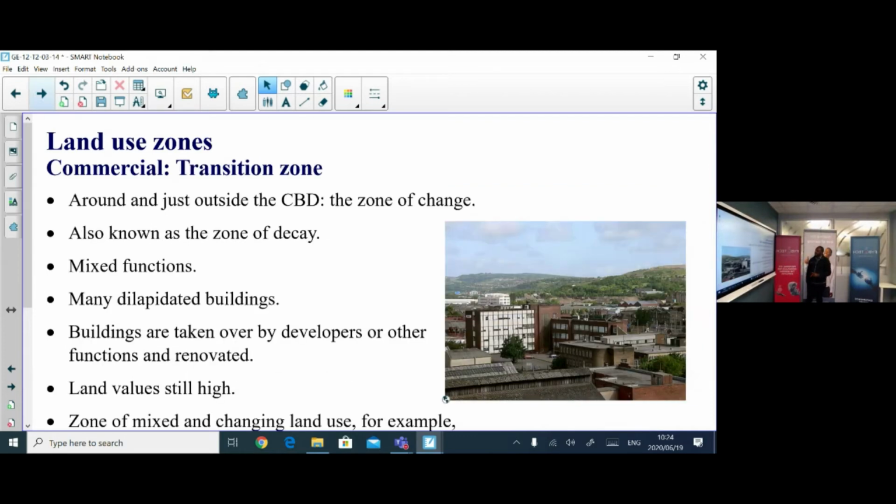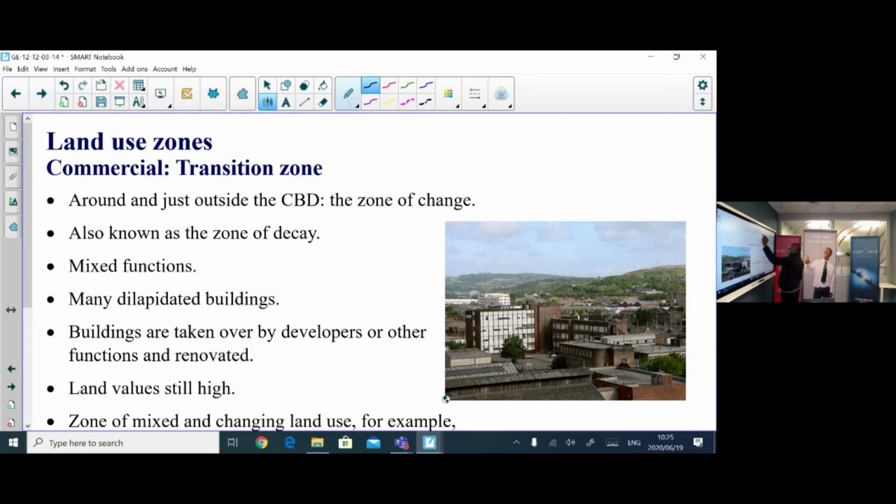Then we go to what we call the transition zone. It is around the city, around the CBD, and it is called the zone of change, also known as the zone of decay. Why is it called a zone of decay? Because most of the time you find dilapidated buildings in that area. Many dilapidated buildings are taken over by developers or other functions and renovated.